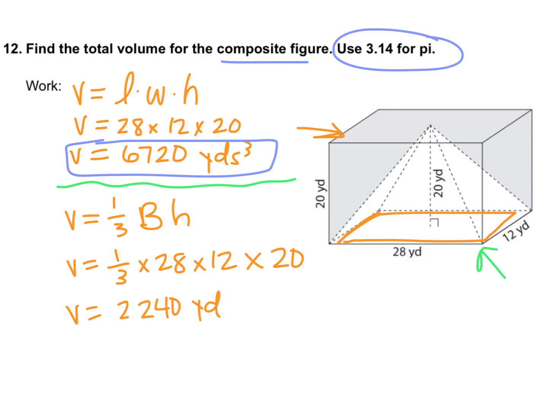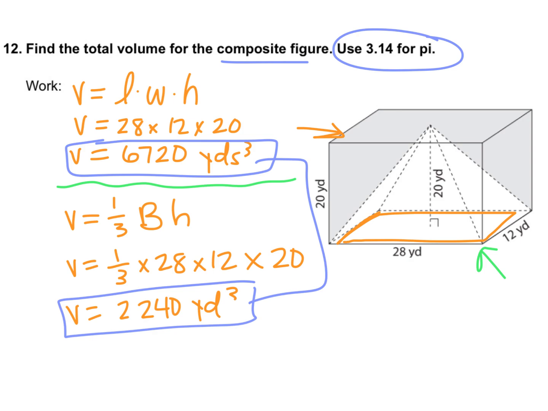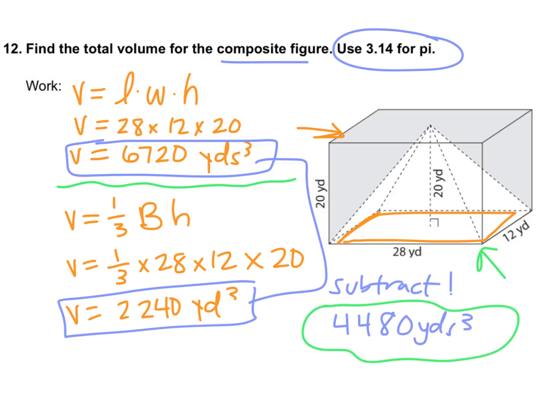2,240 cubic yards. Because this seems like it's hollowed out, I'm going to take those 2 values and subtract. And when I subtract those, I get a grand total of 4,480 yards cubed, or cubic yards, for my composite.